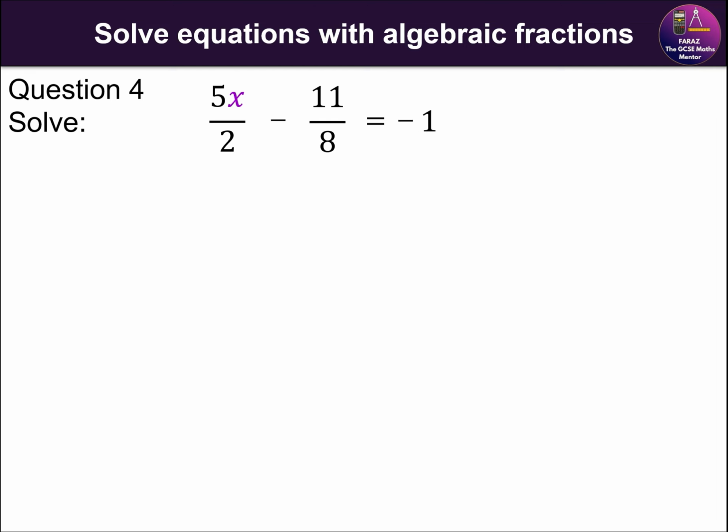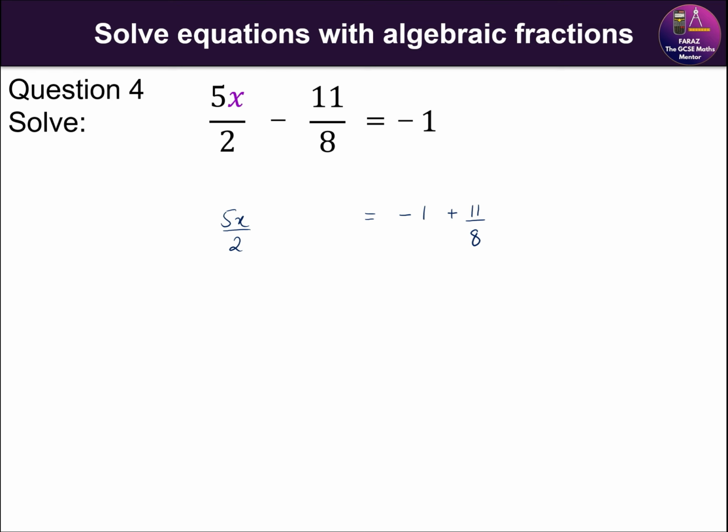5x over 2 minus 11 over 8 equals -1. First, we have to add 11 over 8 to both sides. As we are not going to take the LCM of 2 and 8 right now, we can do it in this way as well. You can write 5x over 2 is equal to -1 plus 11 over 8. What we are doing here is adding 11 over 8 to both sides.